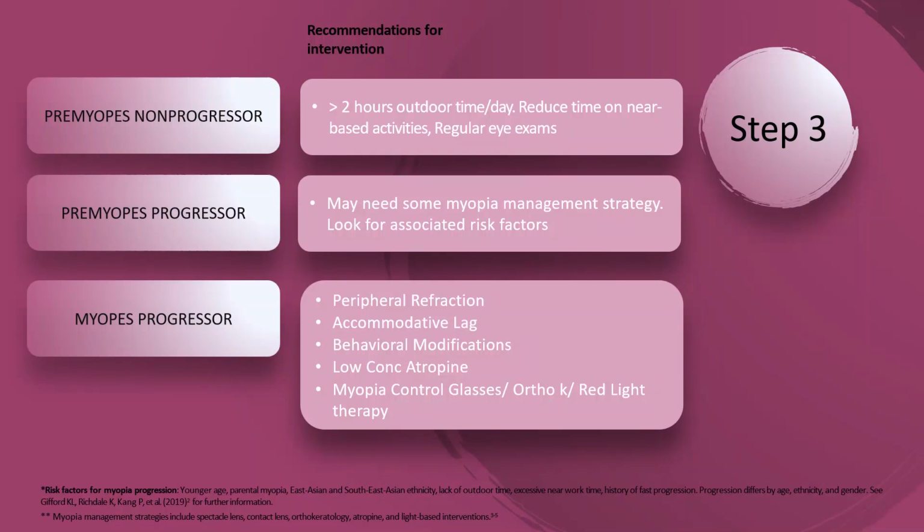Myopic progressor, you have to do a peripheral refraction, do an accommodative lag, behavioral modifications, and then go to either myopia control glasses or low concentration atropine. And in reserve, we keep ortho-K and red light therapy.